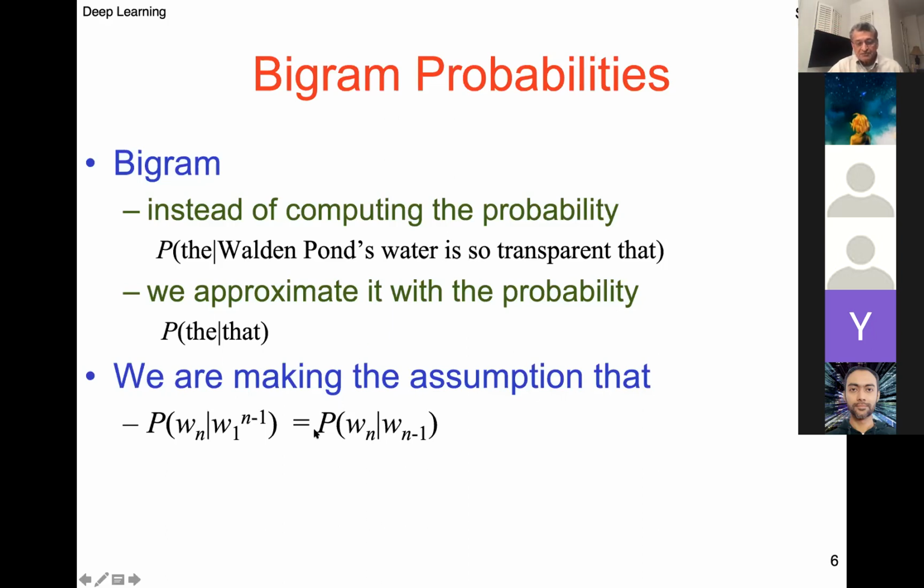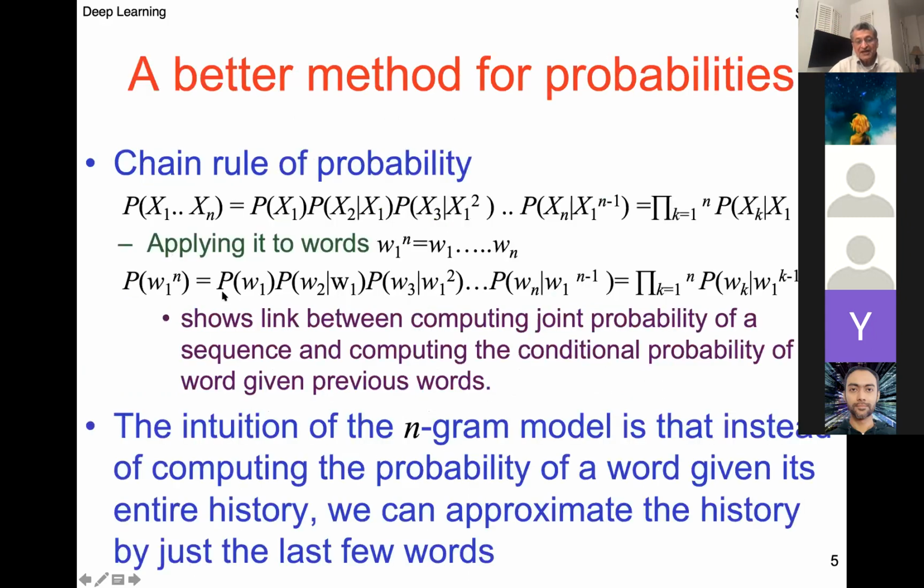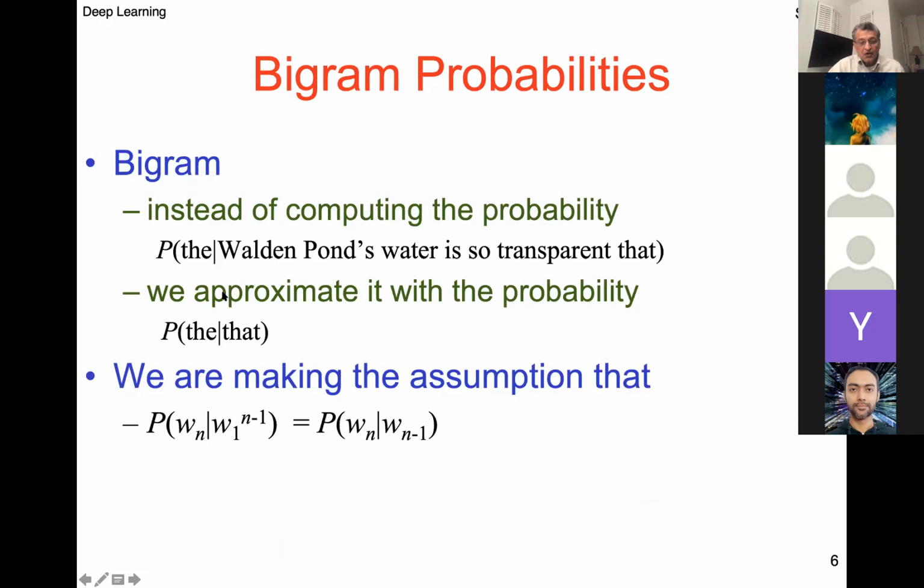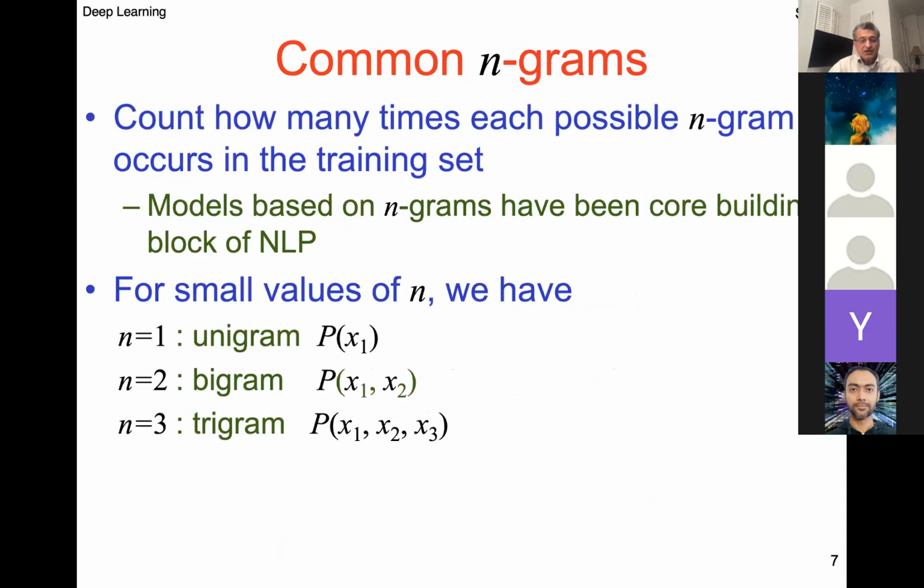We are making the assumption that the probability of wn, the nth word, given w1 through n minus 1, all the previous words, is exactly equal to the probability of wn given wn minus 1, where n minus 1 was "that" and n is "the". So this is the idea of bigram probabilities, where we are approximating by just using two words at a time. We can also have common n-grams, counting how many times each possible n-gram occurs in the training set.